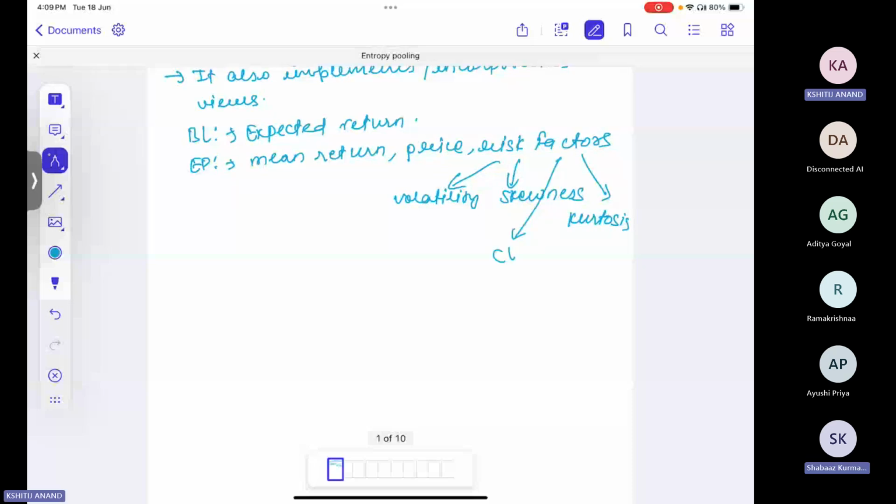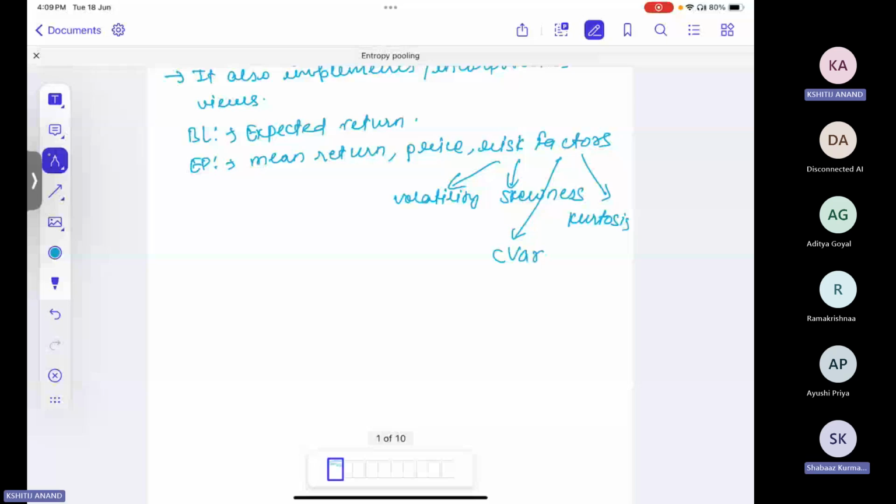So entropy pooling is another portfolio optimization method in which you can incorporate your views. Now, how is it different from Black-Litterman? The difference lies in the fact that in Black-Litterman, you assume normality. You assume that the market equilibrium returns follow the normality. But in entropy pooling, any probability distribution will do. It doesn't matter whether your probability distribution of the return is normally distributed or not. So that is one of the benefits of the entropy pooling method.